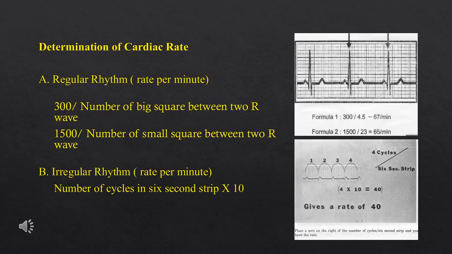For the determination of cardiac rate or heart rate, you have to take note if you have a regular rhythm or irregular rhythm. If you have a regular rhythm, the formula is 300 divided by the number of big squares between two R waves, or 1500 divided by the number of small squares between two R waves. If you have an irregular rhythm, you have to multiply the number of cycles in a 6-second strip by 10. Normally, your ECG strip has an indicator at the bottom that corresponds to a 6-second marker.